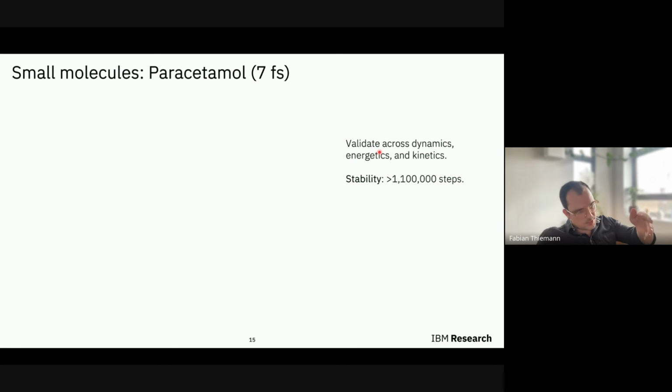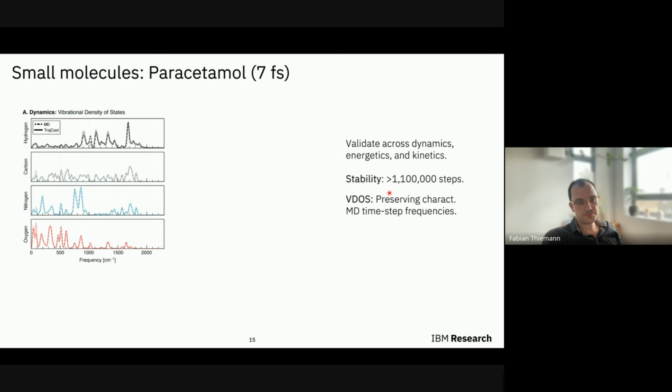The first and most important thing really is that we run simulations in MD to get some reference data for NVT, but we also use the model with the thermostat and run it autoregressively. We run paracetamol with a time step of 7 femtoseconds for more than 1.1 million steps. That's a lot when you think of autoregressive models, and it remains stable throughout the entire simulation, which is a good starting point.